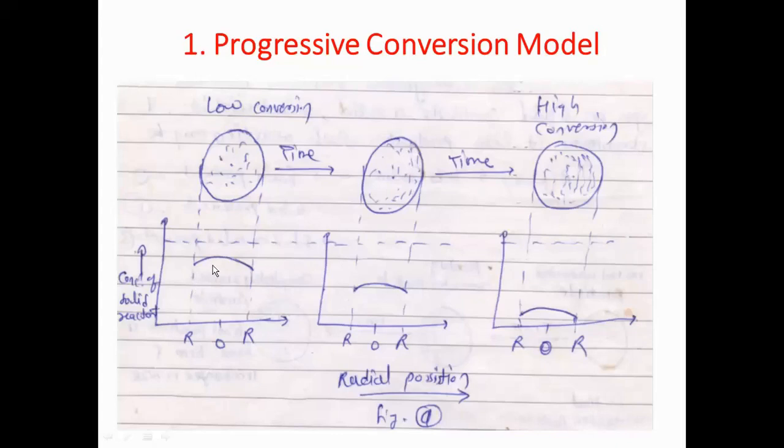Here in the progressive conversion model, the fluid enters the solid and reacts throughout the particle. Reacts throughout the particle means not only on the surface of the solid but to the center of the solid. This fluid diffuses or penetrates and reacts with the solid, and at a time all the particle starts to convert into the product, not only the surface. Remember this, not only the surface. So here this is the low conversion.